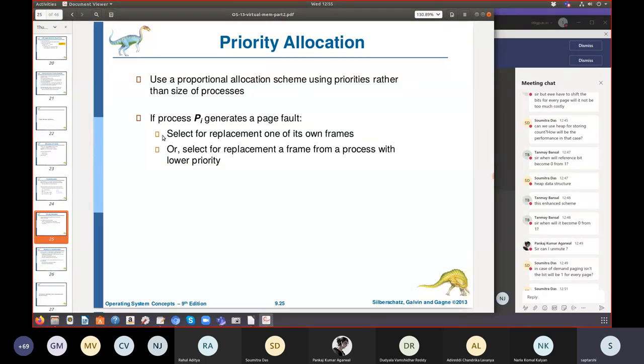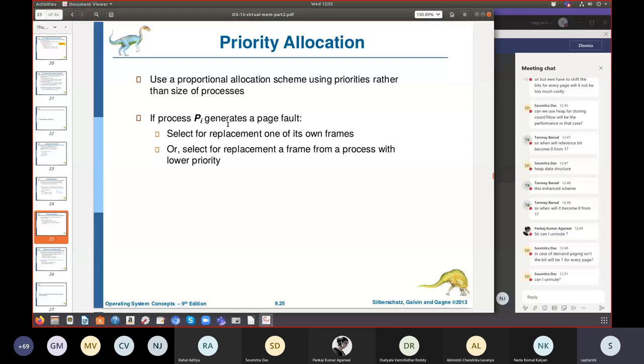So let's say the scheme may be such that if process PI generates a page fault, then either one of its own frames has to be replaced, or select for replacement a frame from a process with lower priority than PI. So you say that PI needs an additional page. So which process should be penalized? Or I should not say penalized, but you have to remove one page from some process. Either it has to be PI itself or some lower priority process than PI.